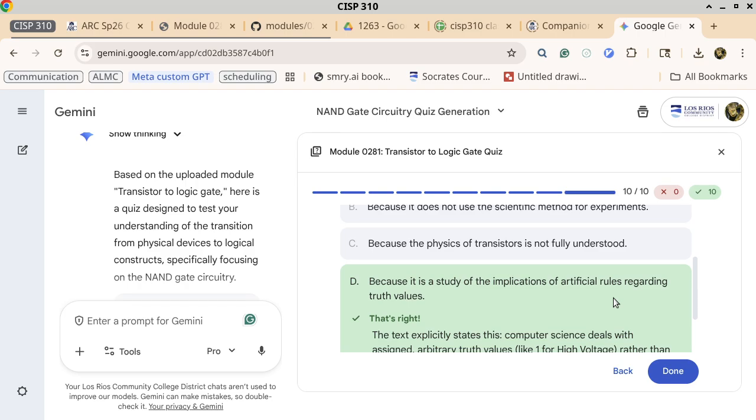Okay. Yep. It depends on how you prompt it.